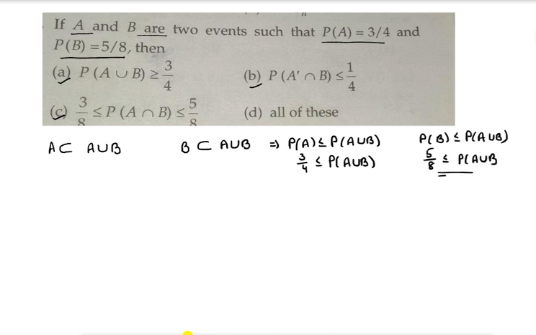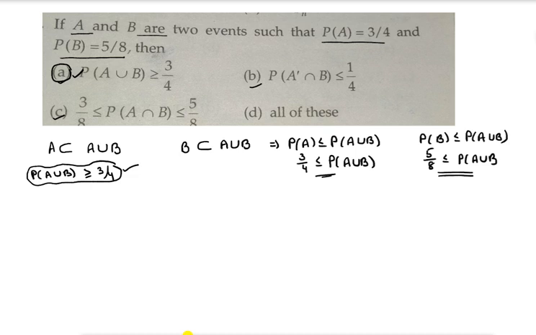Now from these two inequalities, we can say that P(A union B) is greater than or equal to 3 by 4. So that is the information we got. So from this we can say the first option is correct.